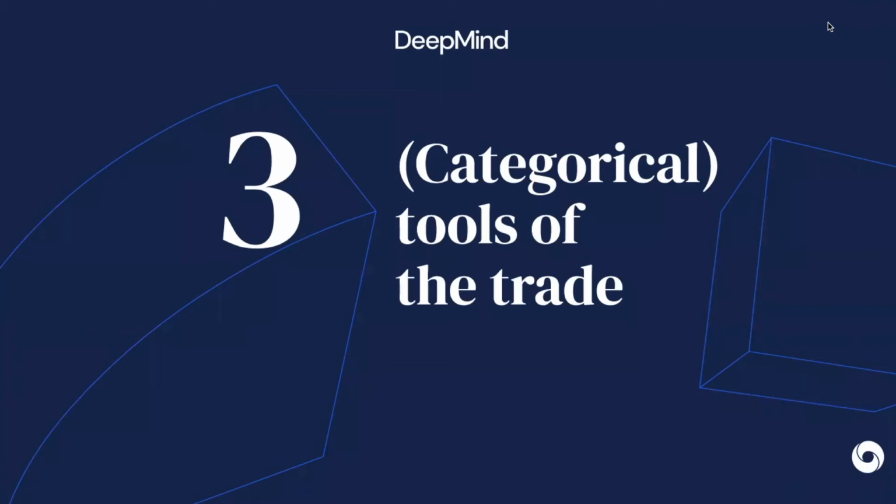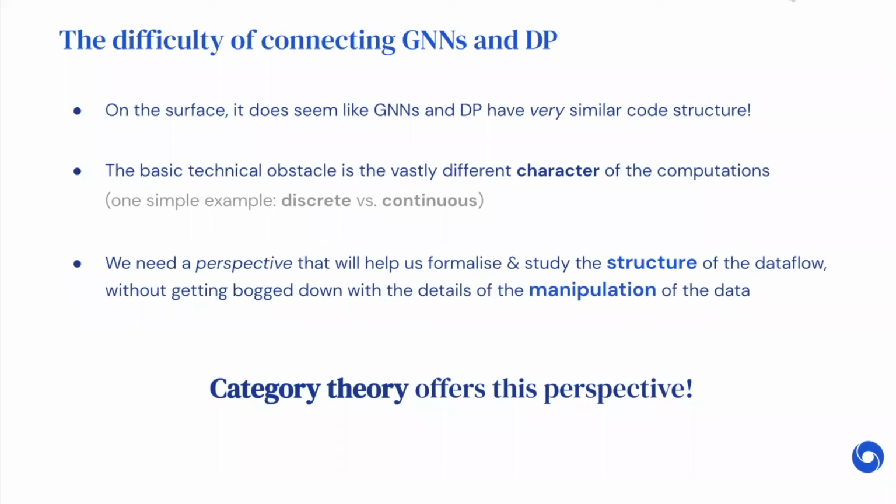And now let's talk about what are the tools that we can use for relating them together. First of all, why is it so difficult? Like, they have very similar code structure, right? Well, there is a very important technical obstacle, which is that the number spaces that they operate over, and the character of the computations they do over them, are vastly different. One simple example: graph neural networks operate over real vectors, and they typically use operations of linear algebra to achieve their computations, whereas algorithms work in the space of numbers with infinity to denote things you haven't reached yet, and then you have these interesting semi-ring structures around those numbers, right? So it's a very different character of computation, and it's hard to directly relate them.